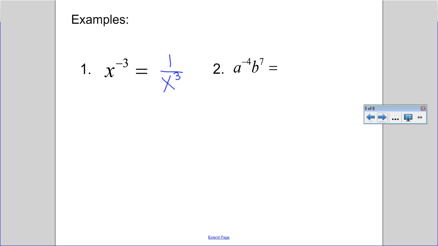What are we going to do with number 2? Which one should get my focus? Which one am I trying to eliminate? A to the negative fourth. So b to the 7th can stay where it's at. And a to the negative fourth is going to go to the denominator. And Isaac, what happens when I move it to the denominator?